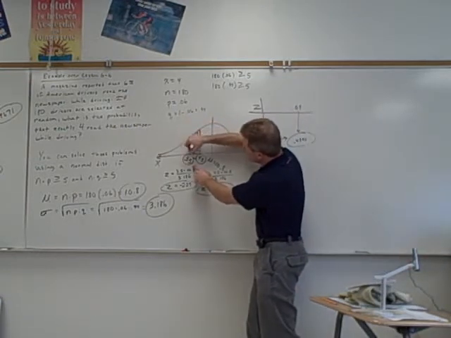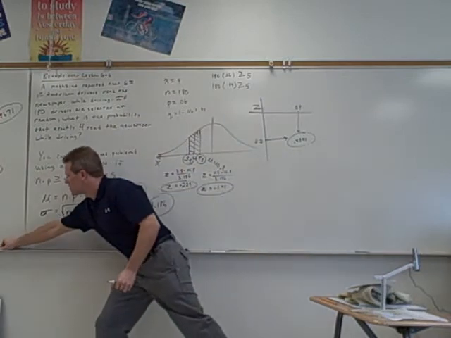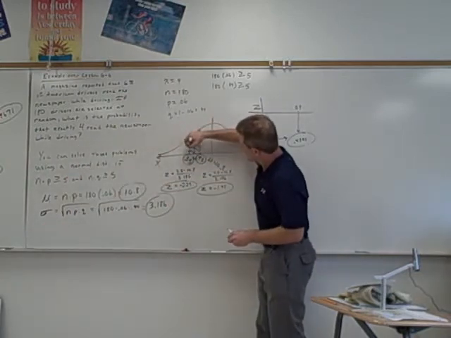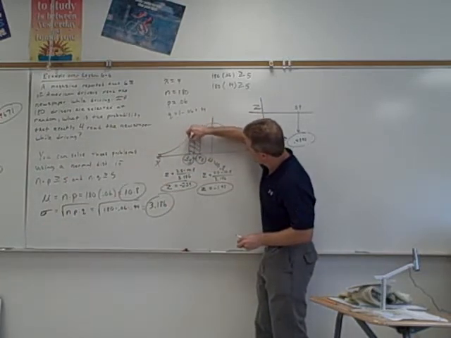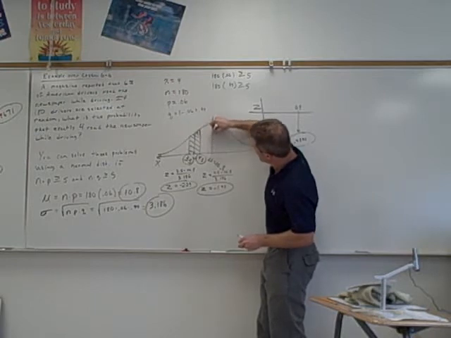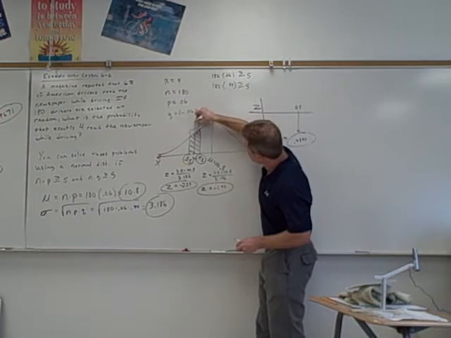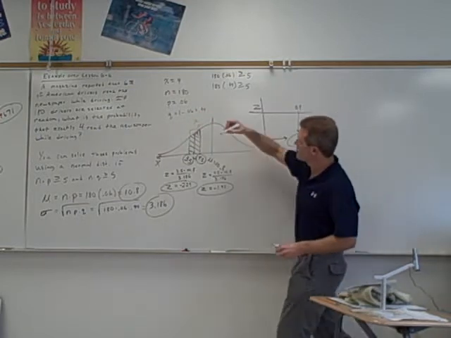So what that gave me, since I was using the 2.29, is the area between this line and the mean. I just found the area from this line here to the mean. That area, from there to there, is 0.4890.